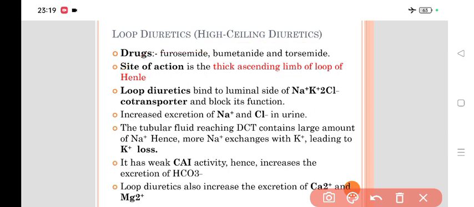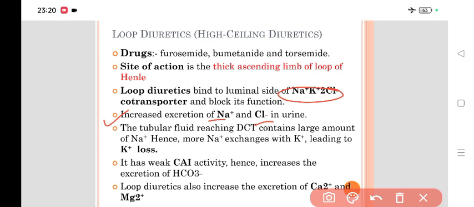Now this loop diuretic binds to the luminal side. There are two sides, the luminal side and the basolateral membrane. It acts on the luminal side of the sodium-potassium-chloride cotransporter and blocks the function of this cotransporter. Because of this blocking, there is increased excretion of sodium and chloride in the urine.